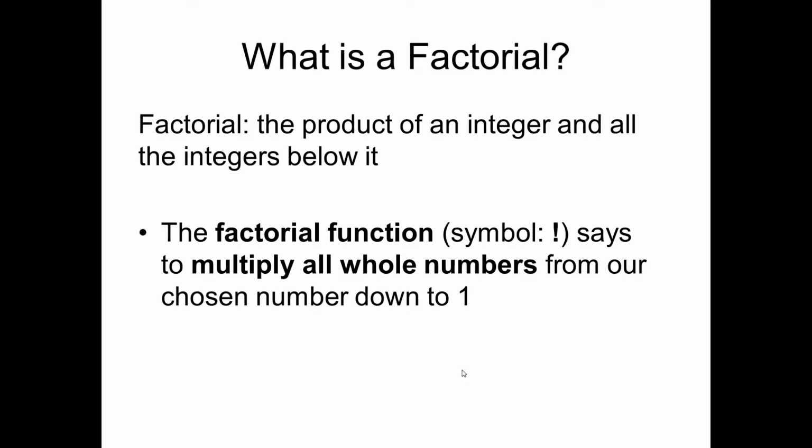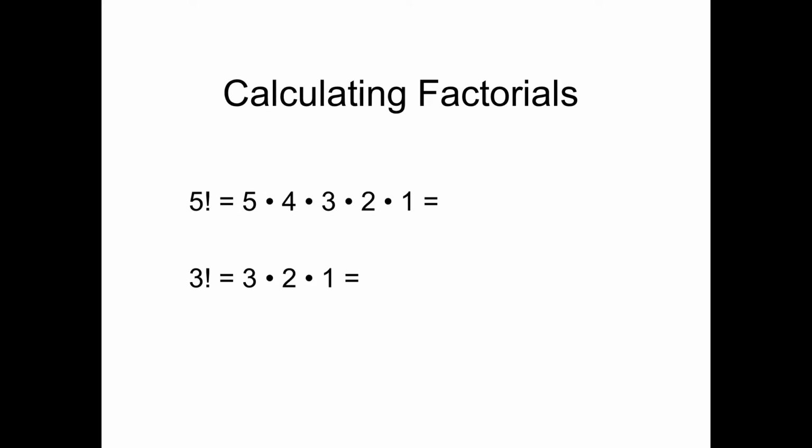Let's talk about some foundational concepts that will help you to understand the solution to the participation activity. The first thing is, let's make sure you understand what a factorial is. A factorial is the product of an integer and all of the integers below it. We use this symbol, the exclamation point, to designate a factorial, and then we're going to multiply all the whole numbers down from our chosen number down to 1. So 5 factorial would be 5 times 4 times 3 times 2 times 1. 3 factorial would be 3 times 2 times 1. And these would be our answers.